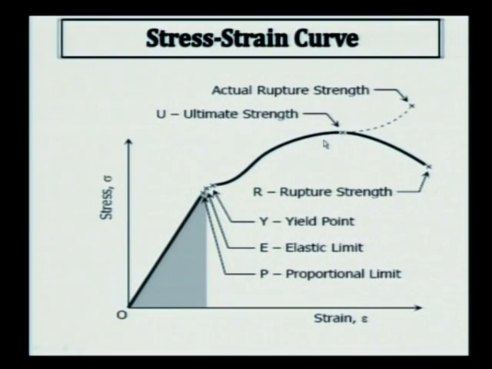Then if we apply a load below the ultimate point, the wire will be in a safe zone. Therefore, factor of safety is equal to ultimate stress divided by working stress. Working stress means below the ultimate point. The wire is safe in use, therefore factor of safety can be defined as the ratio of ultimate stress to the working stress below the ultimate point. That is called the factor of safety.